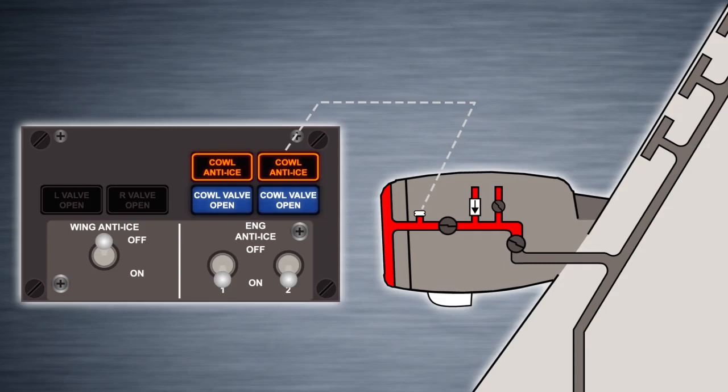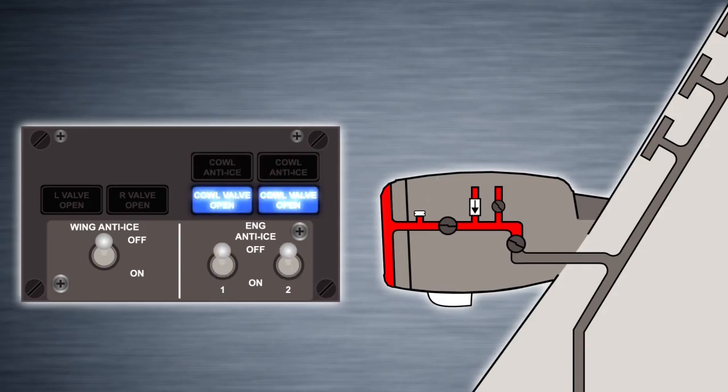The cowl anti-ice valve is a pneumatically operated butterfly valve spring-loaded to the closed position. With the engine anti-ice switch set on, the valve is held open by bleed air pressure. Precise position of the cowl anti-ice valve is controlled by a regulator which adjusts the pressure holding the valve open. The regulator modulates the valve to limit downstream pressure to 50 psi maximum.